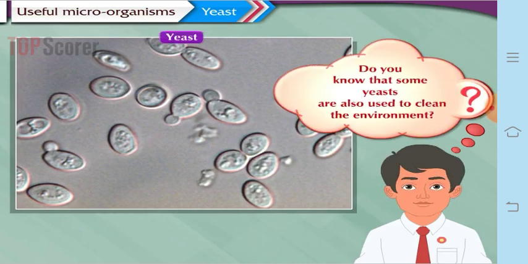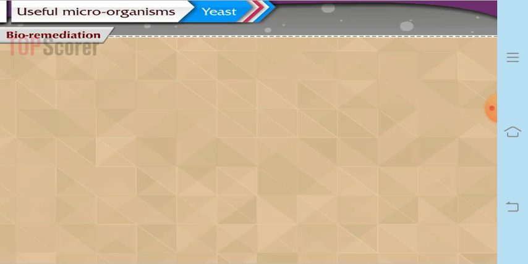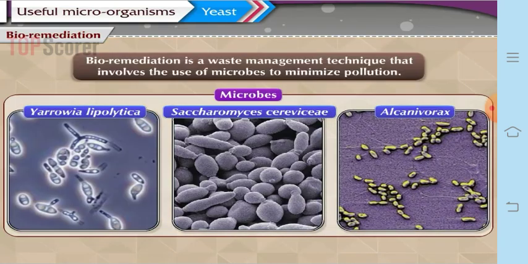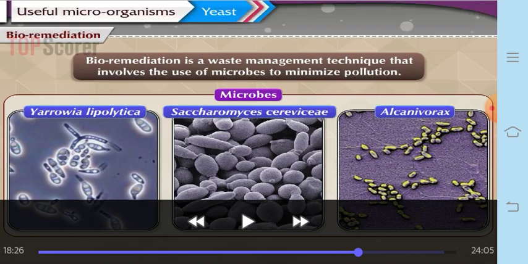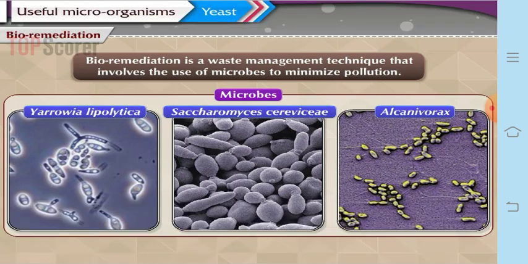Now, do you know that yeast are also used to clean the environment? There is a process or term called bioremediation. Now, what does bioremediation mean? Bioremediation is a waste management technique that involves the use of microbes to minimize pollution, and one of the microbes used to clean different things is yeast. One of the yeasts is Yarrowia lipolytica, second one is Saccharomyces cerevisiae, and third one is Alcanivorax borkumensis. All these three are very useful in bioremediation.